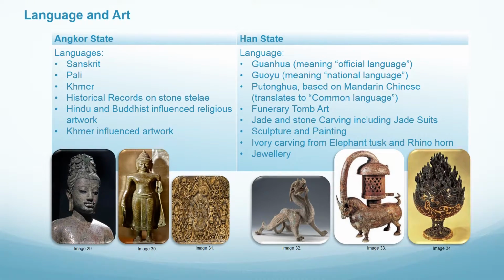In Angkor, Sanskrit, Pali and Khmer were the languages used. Sanskrit is an ancient Indo-Aryan language that was the liturgical language of Hinduism and Buddhism. It had great influence on religion and literature and was part of the cultural tradition. Pali is considered a Middle Indo-Aryan language, but has a simplified grammar. Religion and culture greatly influenced art and architecture in the Angkor state.